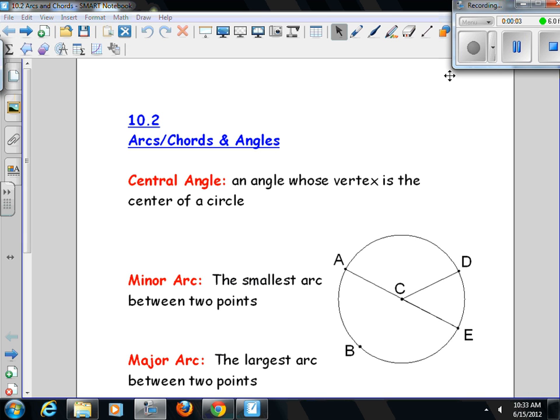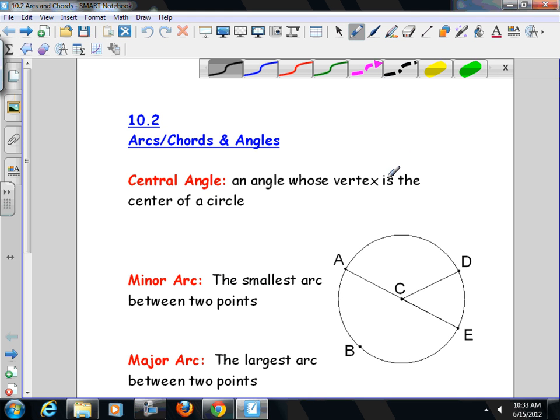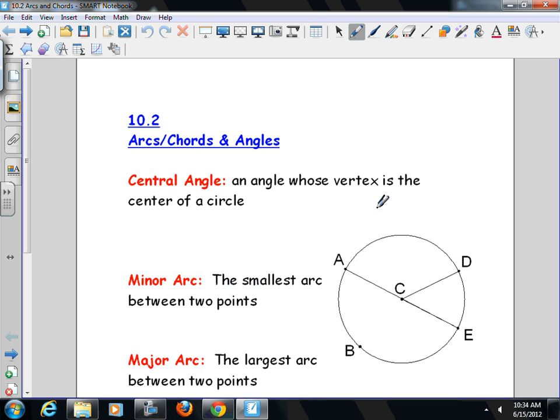Today we're going to be talking about arcs, chords, and angles. A central angle is an angle whose vertex is in the center of a circle. So for instance, angle DCE would be a central angle because the vertex is in the center of this circle.